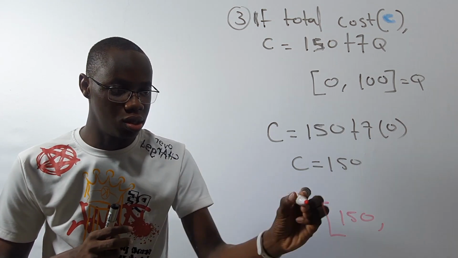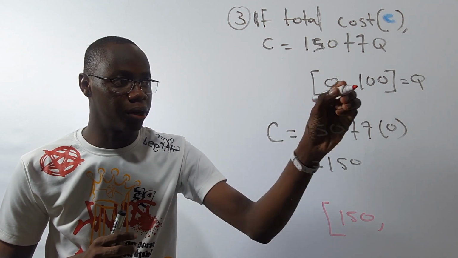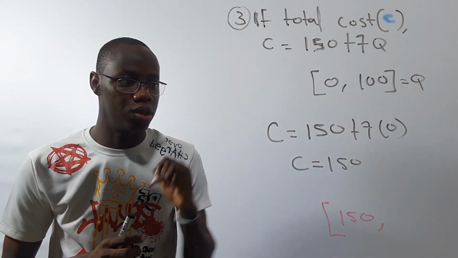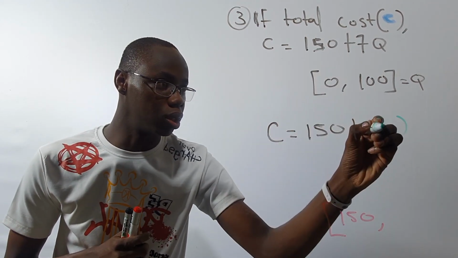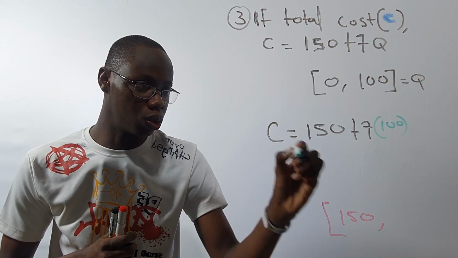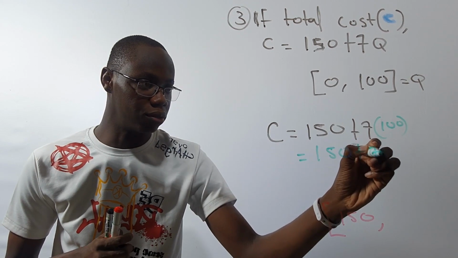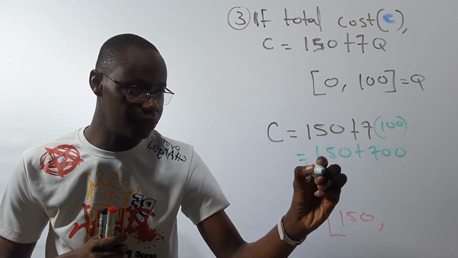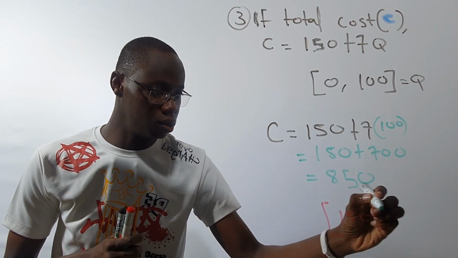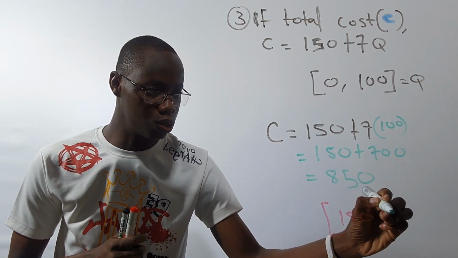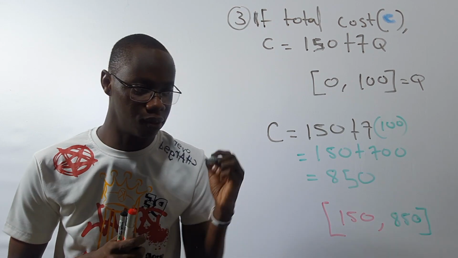So you can see I'm using this bracket, inclusive, right? Now let us find the maximum, which is 100. All we need to do here is just substitute. If I put 100 here, that will be equal to 150 plus 700, and that will be 850, right? 850. So that means it will be 150 to 850, inclusive, like this.